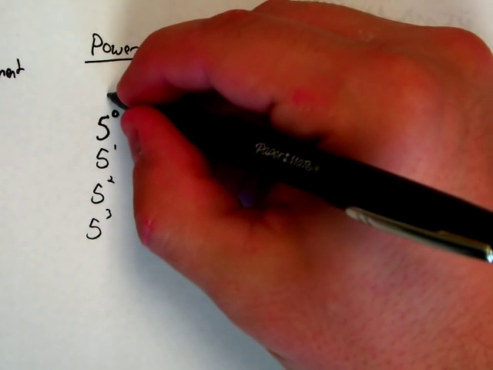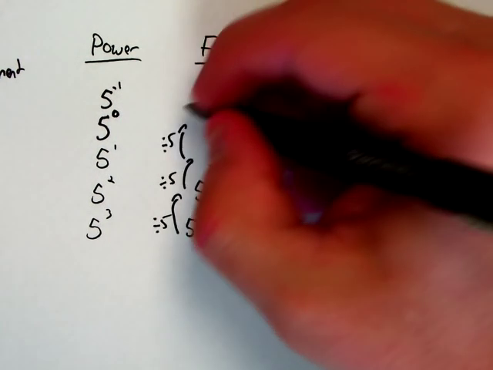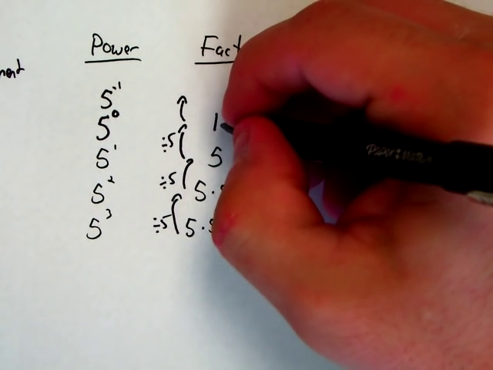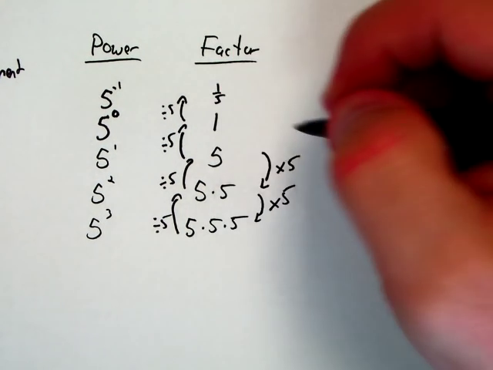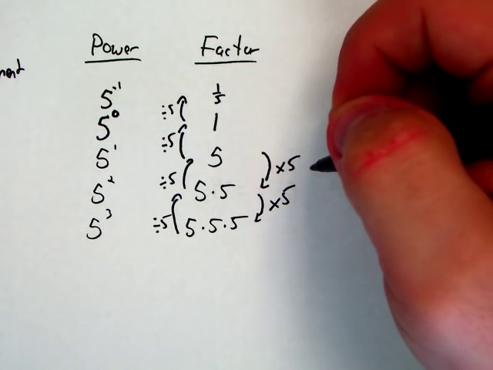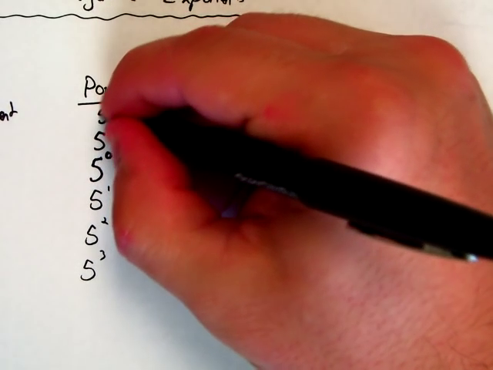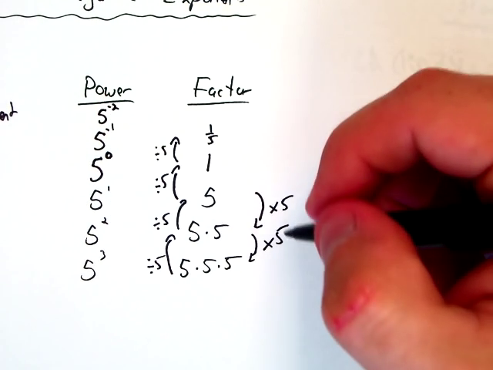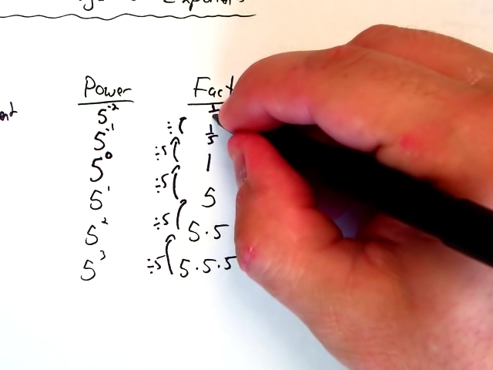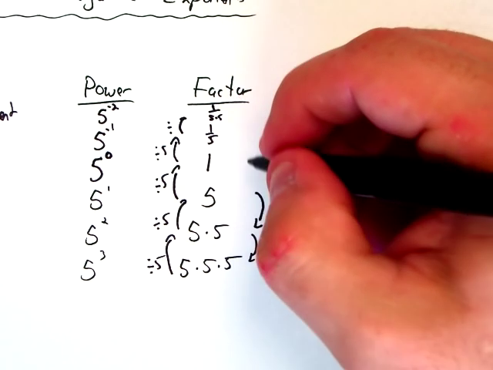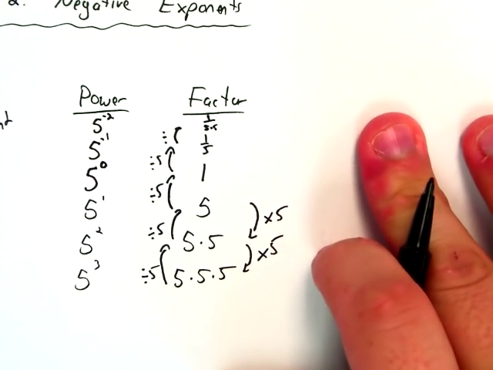And if I were to keep going with this, 5 to the negative first power, again, would be another divided by 5. So 1 divided by 5 is 1 over 5. And then 5 to the negative second power would be, again, another divided by 5, which is going to be 1 over 5 times 5. That's really small.